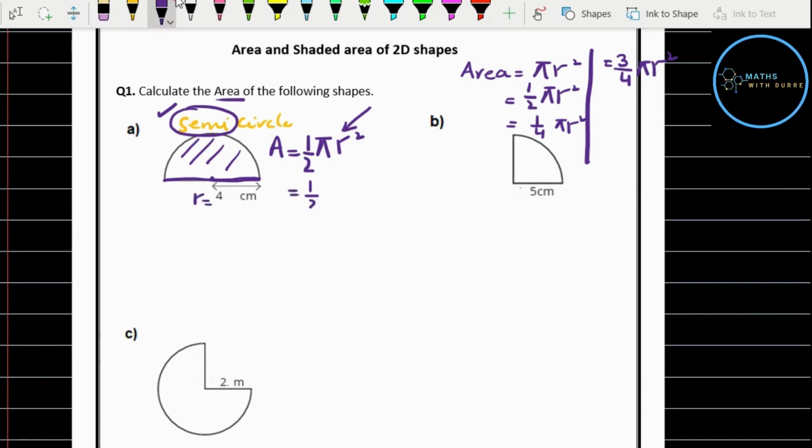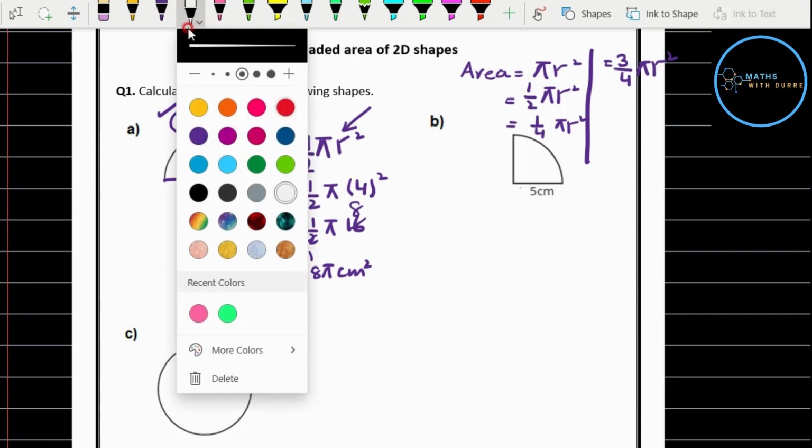Okay, 1 over 2 pi. What is r here? 4. Substitute it. 1 over 2 pi 16, because 4 times 4 is 16. Now you will do the cancellation. 8 pi centimeters square will be your answer. Yes, no need to put the value of pi right now, okay? It's important to understand the question statement first.